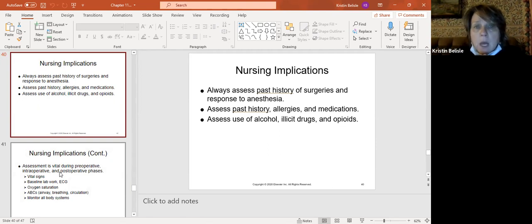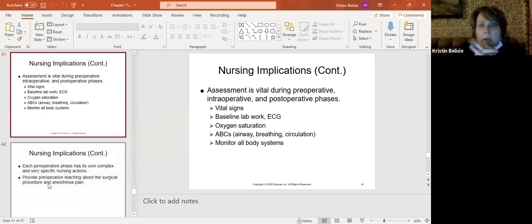There's an issue. Assess past history of allergies and medications, and also alcohol, illicit drugs, and opioids. If they have those, they might need to be able to be put under anesthesia. Always vital signs, and you want a baseline lab work and EKG. We're going to look at heart oxygen saturation.